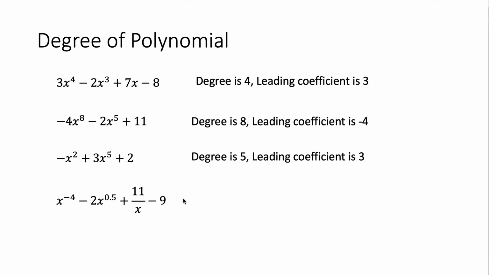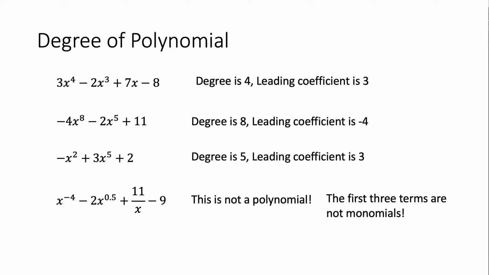This one here is not a polynomial, right? This is not a positive integer. This is not a positive integer. 11 over x is 11x to the power of negative 1, which is not a positive integer. These terms are not monomials, so they can't be a polynomial.